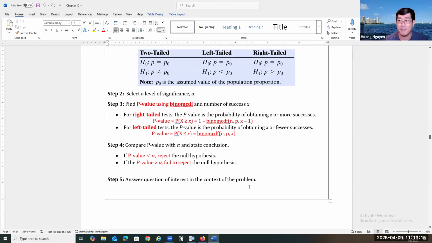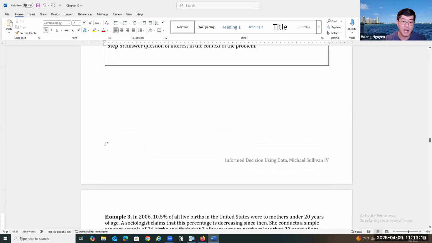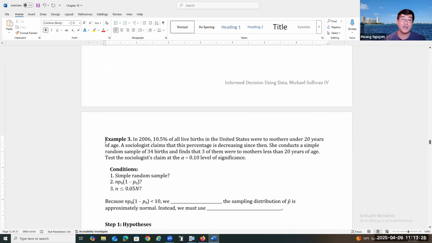We relate it with this objective then, okay? So this is going to be example number 3. In the year 2006, about 10.5% of all of the live births in the US were to mothers under 20 years of age. A sociologist claimed that this percentage is decreasing since then. So this is the original percent, we might need that.